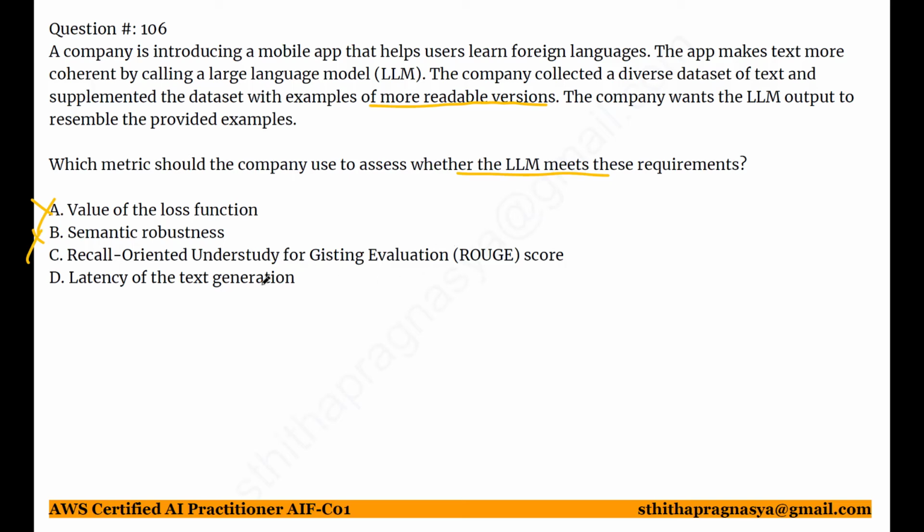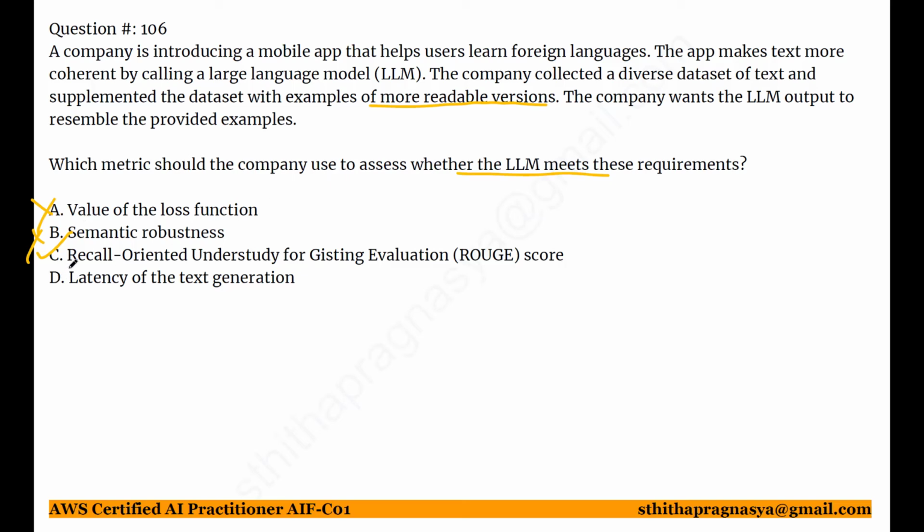How about ROUGE score? Recall-Oriented Understudy for Gisting Evaluation. ROUGE measures the overlap between generated text and reference text, focusing on precision, recall, and F1 score for text similarity. It is commonly used for summarization and aligns well with the task of ensuring the generated text matches the readability and coherence of provided examples, which correctly matches with our requirements. So this is the correct answer, as ROUGE effectively evaluates similarity between the LLM's output and the provided examples.